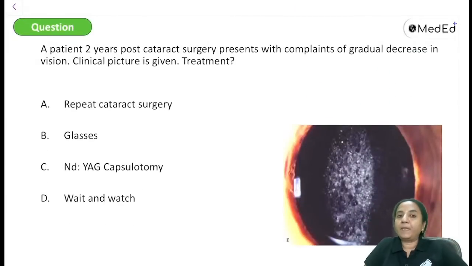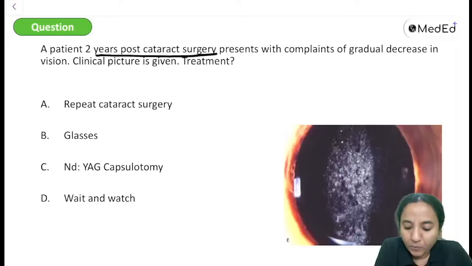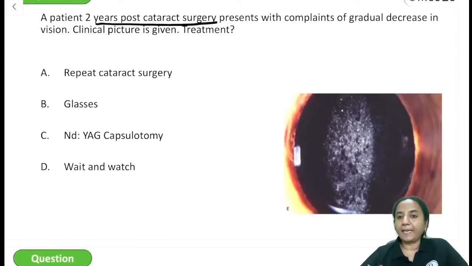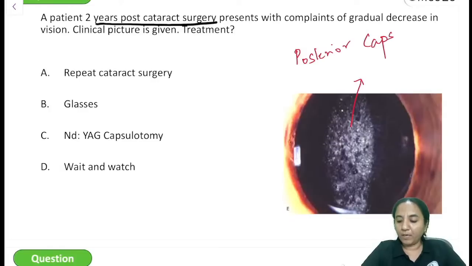Very often repeated question. A patient 2 years post cataract surgery presents with gradual onset decrease in vision. So cataract surgery has already been done for this patient, and about 2 years after that he is complaining of decrease in vision. And see, it looks behind the IOL, you get this kind of a whitish opacity. So this whitish opacity, what is this called? This is called posterior capsule opacification or PCO.